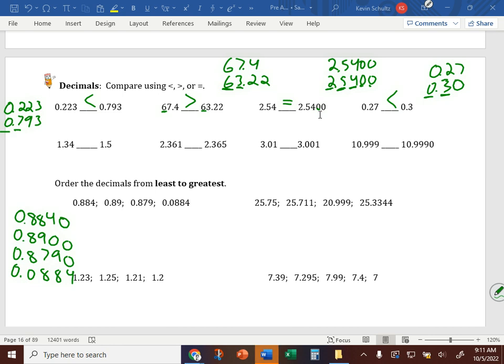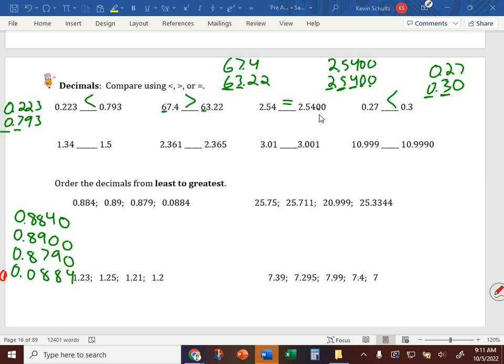Which one of these is the smallest decimal? If we're looking at what comes after the decimal, I've got 8,840, 8,900, 8,790, and 884. Which one's the least? Right, that 0.0884. We can also look at the number of tenths and see it's got the least number of tenths. 8/10, 8/10, 8/10, 0/10. That's got to be the smallest.